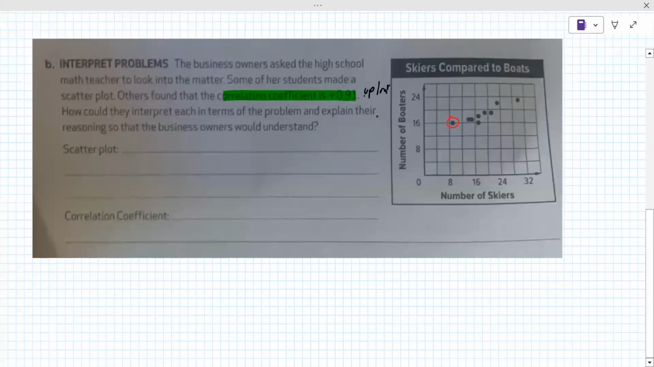Okay. So wait, how do I know it goes up to the right? You're just sort of looking at the trend of the data. Oh, okay. I thought there was like a specific word.